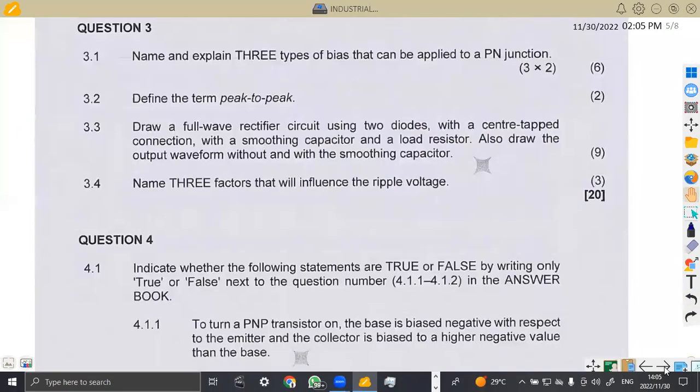Okay, without wasting much time, let's see question number 3. Question number 3, we are asked in the first part to name and explain 3 types of bias that can be applied to a PN junction. We are naming, guys, but not only naming, you also have to explain. So what are the biases that you're going to have on a PN junction? Okay, so that was 3.1. I'm just going to name them from here.